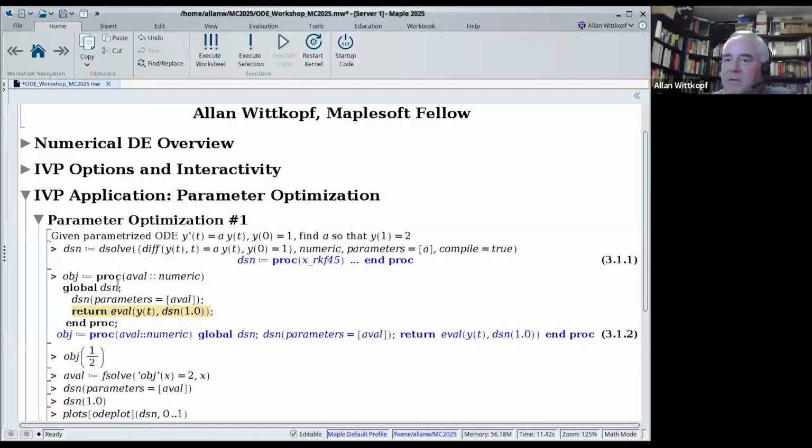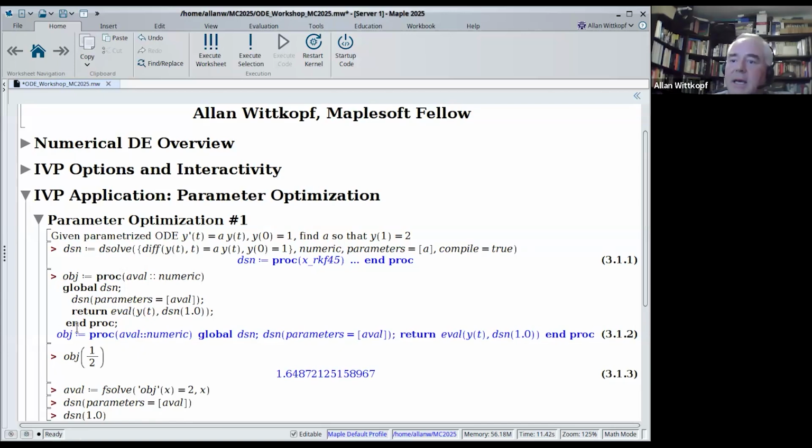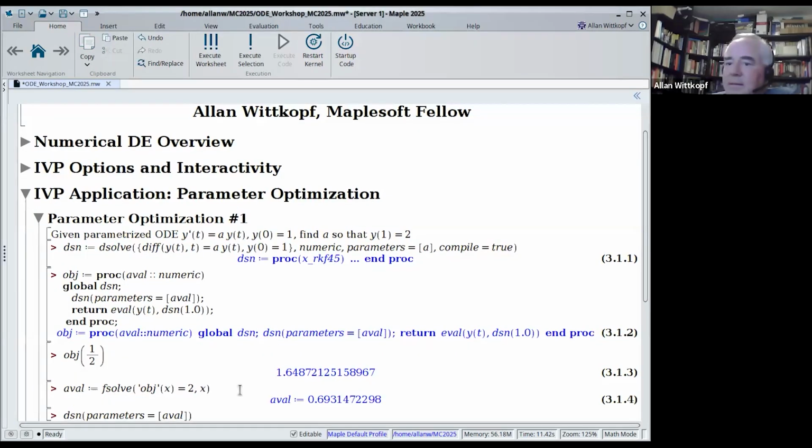So, a small bit of glue code, subtle, but it's not that difficult when you get the hang of it. And I can say, well, okay, if I now call this with 1/2, this sets the parameter to half, does the integration out to 1, gives me the value at 1. And there it is. Now that you've set this up to be a simple single input, single output type process, you can now call it with fsolve directly.